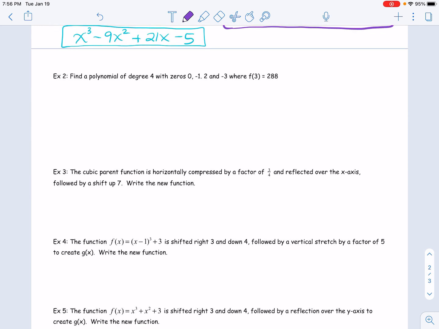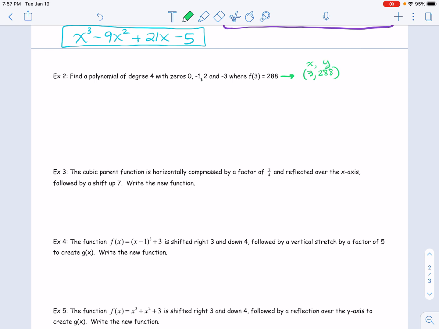It says find a polynomial. This one's going to be a little bit different just because our a value doesn't have to be 1 here. So it says find a polynomial of a degree of 4 with zeros of 0, negative 1, 2, and negative 3. And then it also gives us this thing about saying f of 3 is also 288. So what does that mean? That means when x is 3, our y value is 288. Okay, we're going to use that a little bit later on.